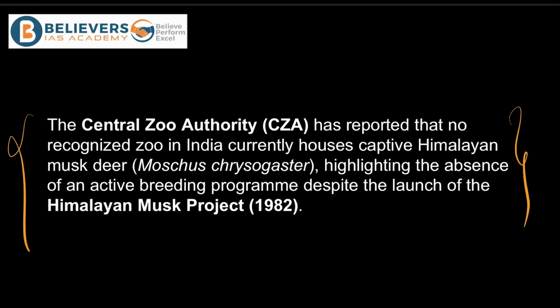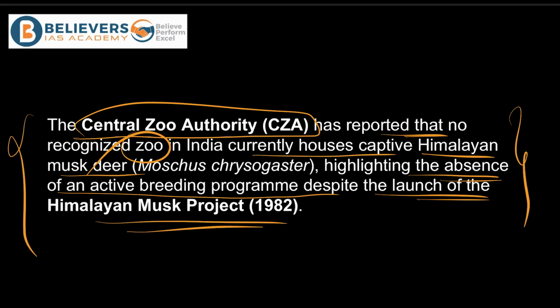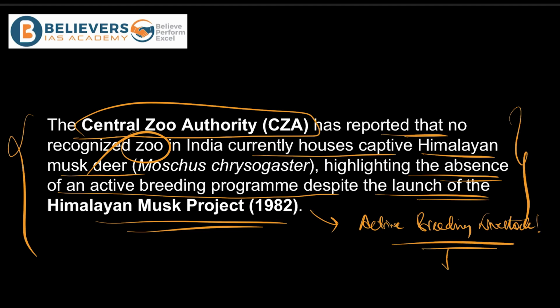Now, even before that, why is it in the news? Because the Central Zoo Authority has recently reported that there is no recognized zoo in India which currently houses captive Himalayan musk deer, which highlights the absence of an active breeding program despite the launch of the Himalayan musk project. It means that in India currently there is no captive stock of this particular species which can ensure the continuation of this species.